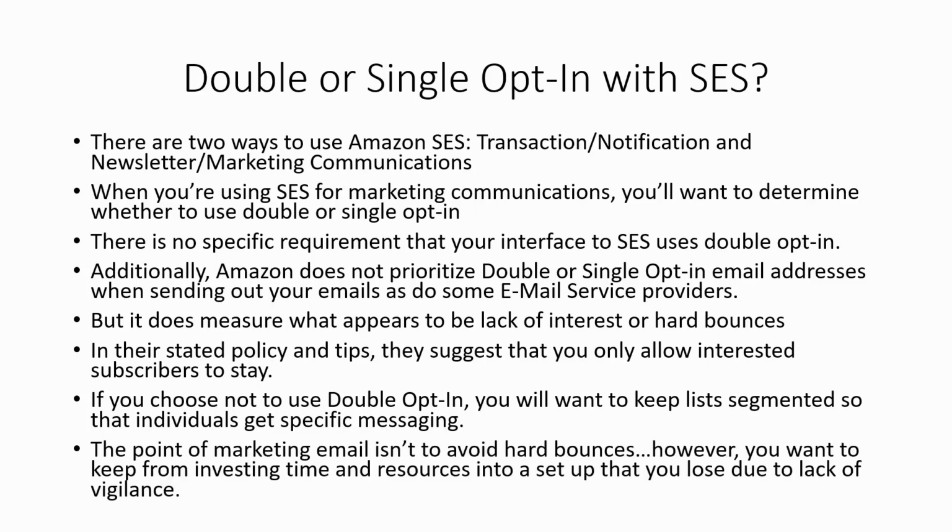Of course, with all of this, the point of email marketing is not to avoid hard bounces. You do, though, want to keep from investing time and resources into a system like Amazon SES and losing it due to a few simple things that you can put in place. So if you choose, again, not to use double opt-in, make sure then that you're keeping your messaging specific and segmented.